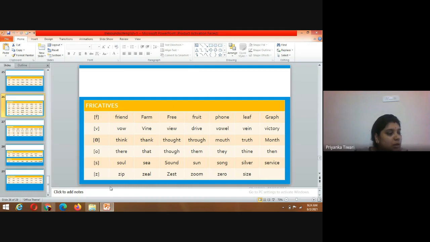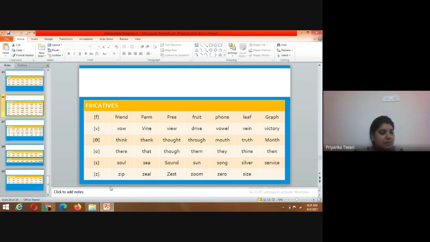Short oo sound: look, cook, good, hook, should, brook, bull, put, wood. And the sound of short i: mix, fix, still, spring.